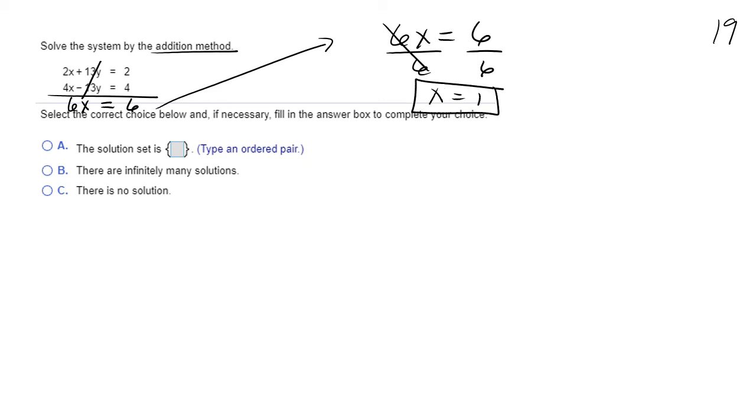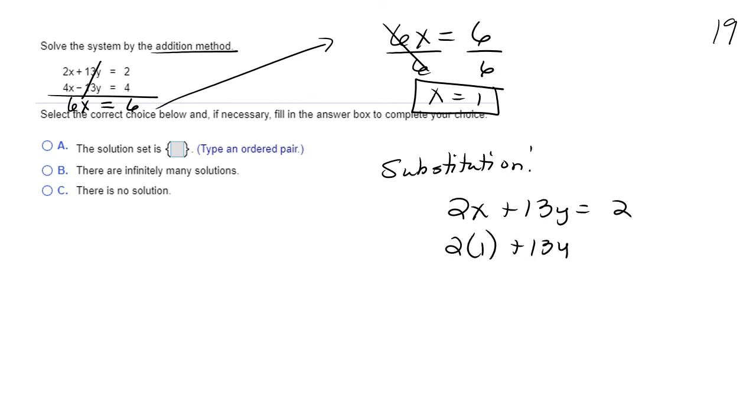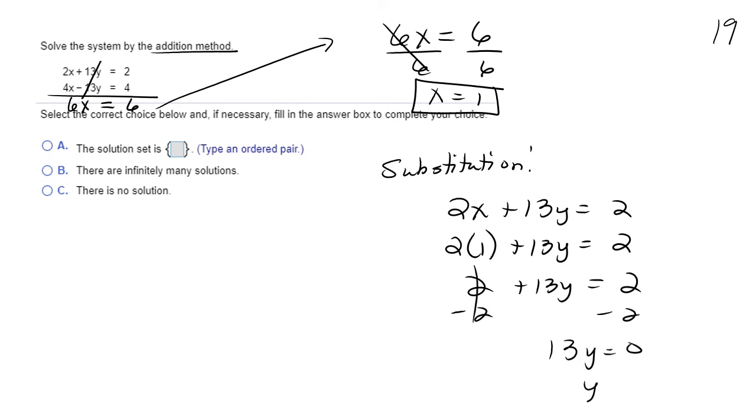After I have one answer, I now use substitution to get the second half of this answer. Let me take that first equation this time. And I'm going to substitute in a 1 for the x because I know that was my answer. So I have 2 plus 13y equals 2. I subtract that 2 on both sides, 13y equals 0. So y equals 0 when I divide. So my answer is an ordered pair, parentheses 1, comma 0, close parentheses.